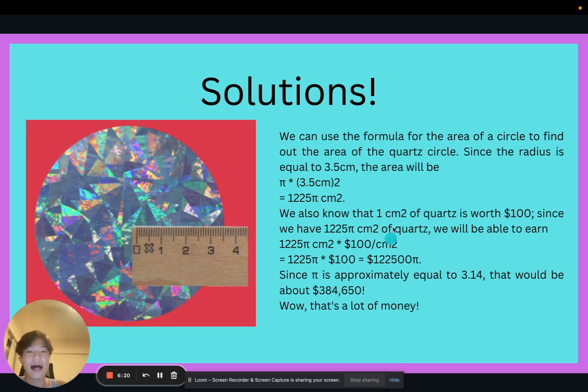That is all for today, guys. I hope you learned more about the parts of the circle, how to find the area of the circle, and you know how to do word problems and circles now.